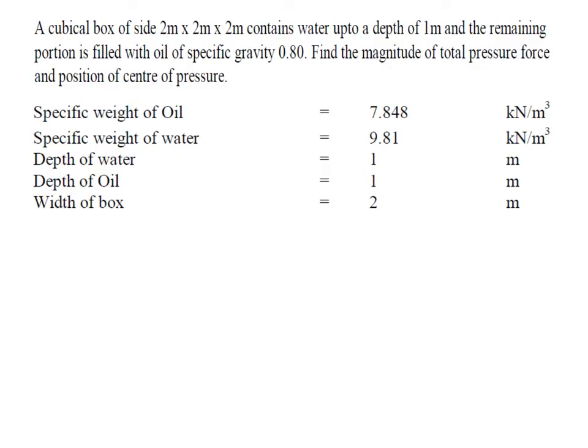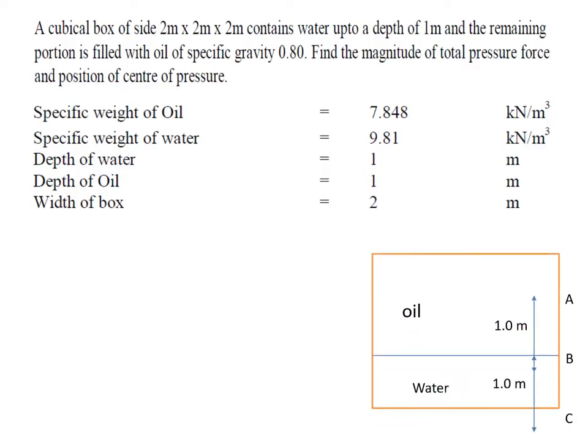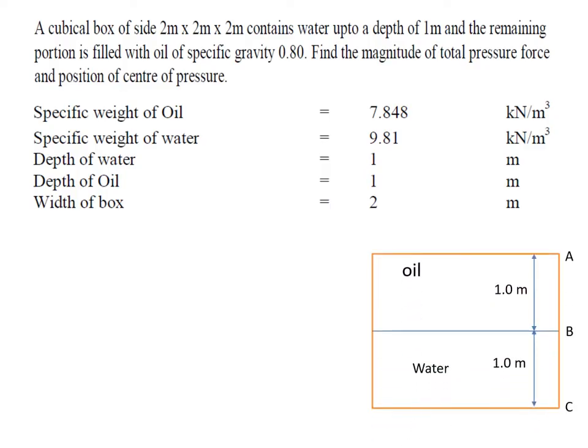So here the width of the box, that is perpendicular to the screen, is 2 meters. So that is given. So it is 2 meter by 2 meter by 2 meters. So this is the sketch. You know that for the bottom 1 meter it is water, for the top 1 meter it is oil.